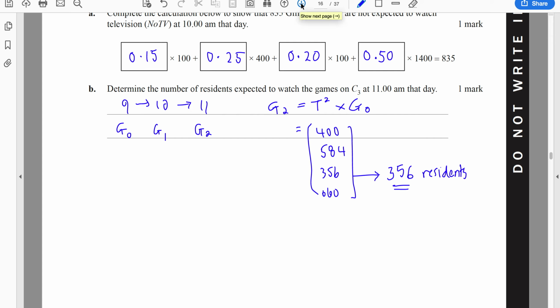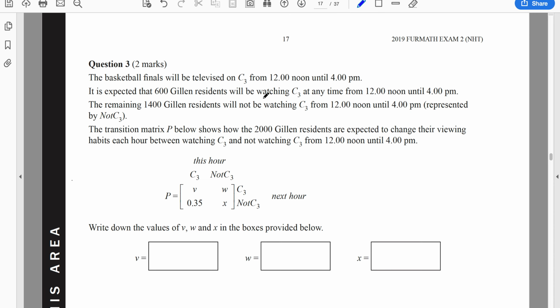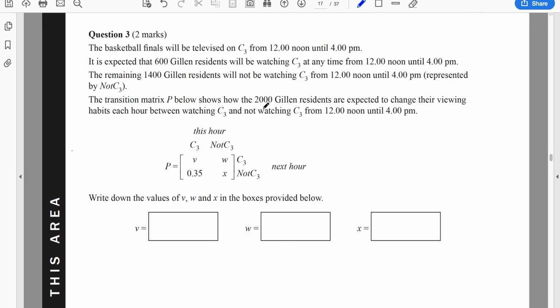Okay, so if we continue across now to question 3, this one is definitely the harder, probably the hardest in my opinion out of all of the questions in this module.